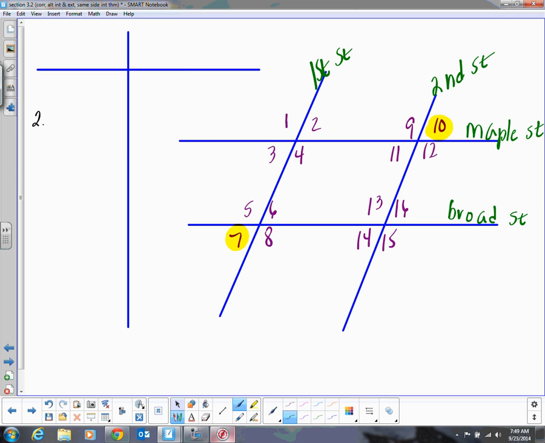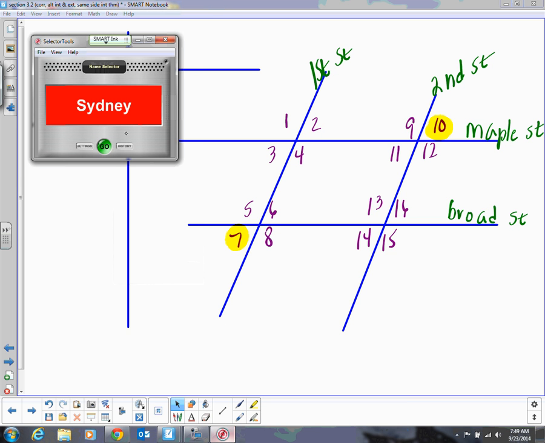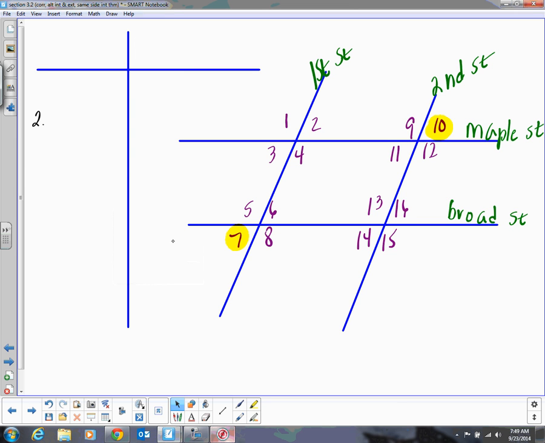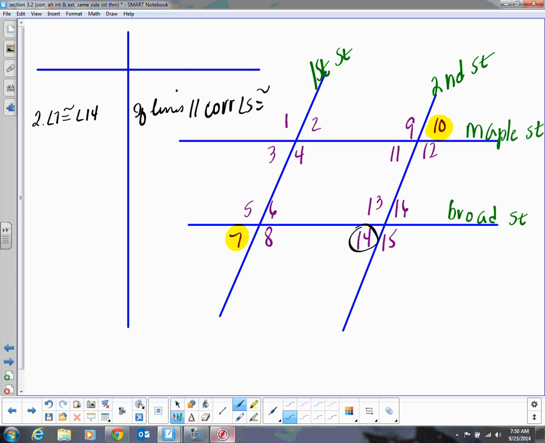So if I'm at 7, are you going to go along First Street or are you going to go along Broad Street? This goes to Kayla S. You got a homework pass. You're going to go along First or Broad? Broad Street. So what is 7 congruent to? Angle 14. And what's the reason? If lines parallel, what letter do they form? Corresponding angles congruent. All right.